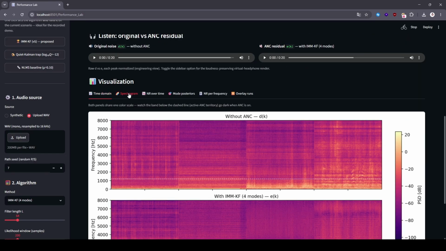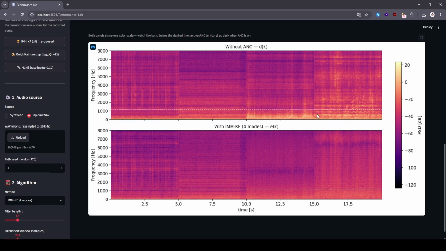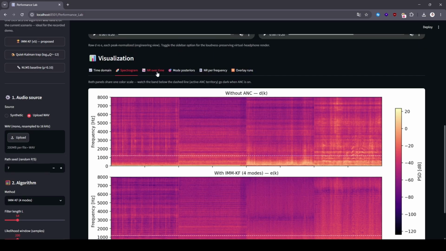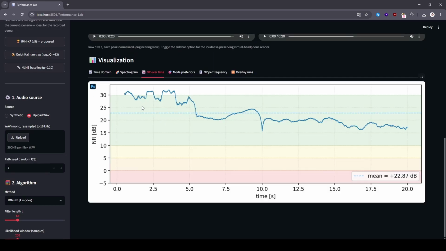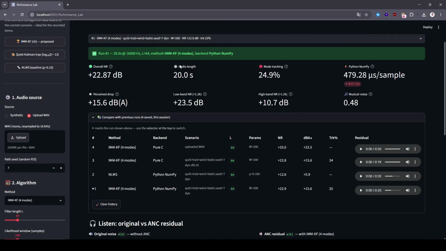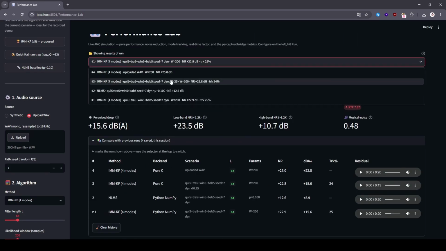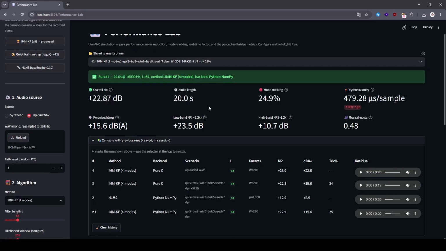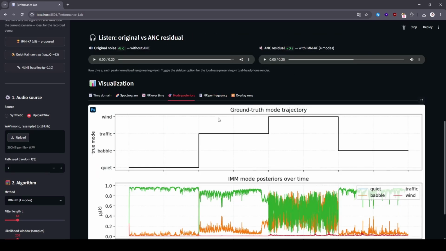See, on the spectrogram, we see brighter points like low frequencies, after the IMM-Kalman, it's darker now. Here, we can see the noise reduction over time. We have the mean over here. Here the mode posteriors. Let's look at this one.